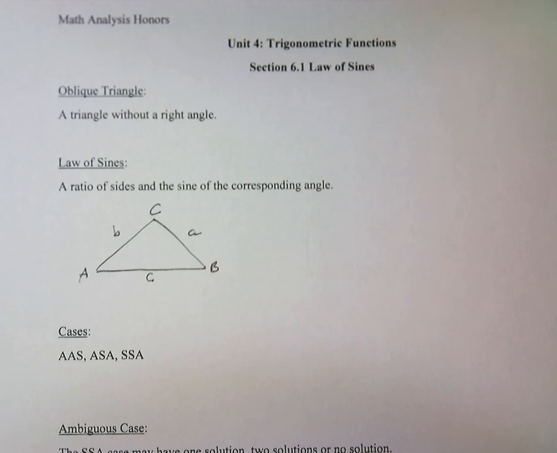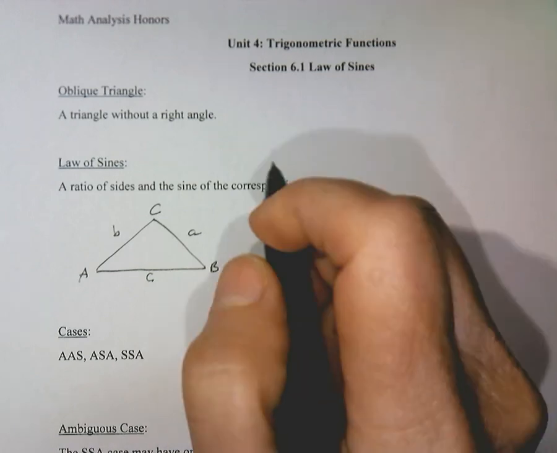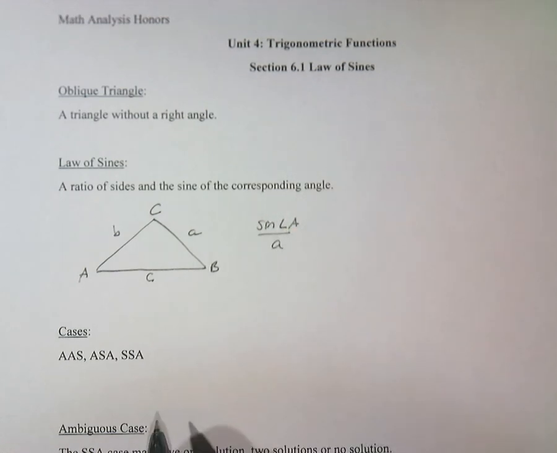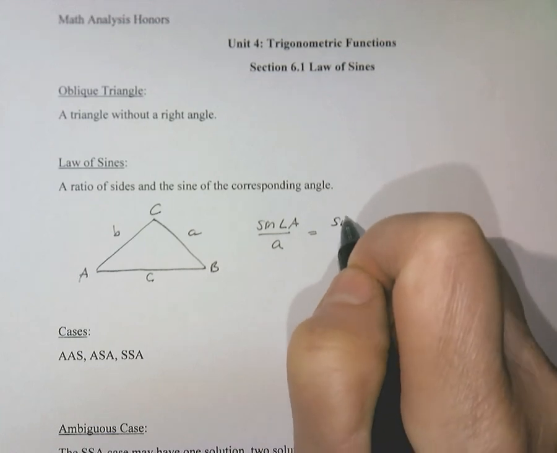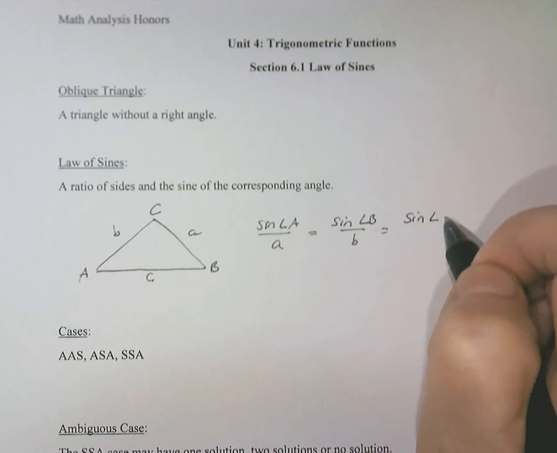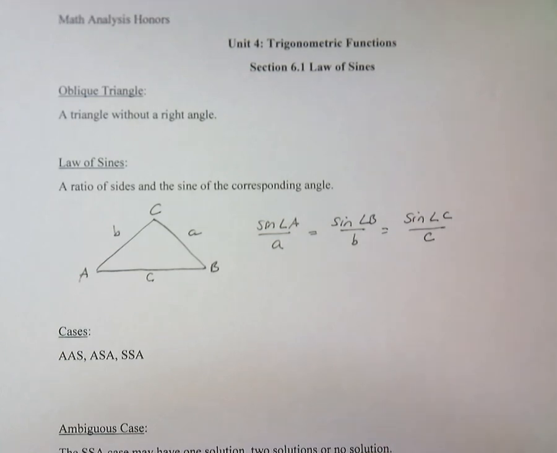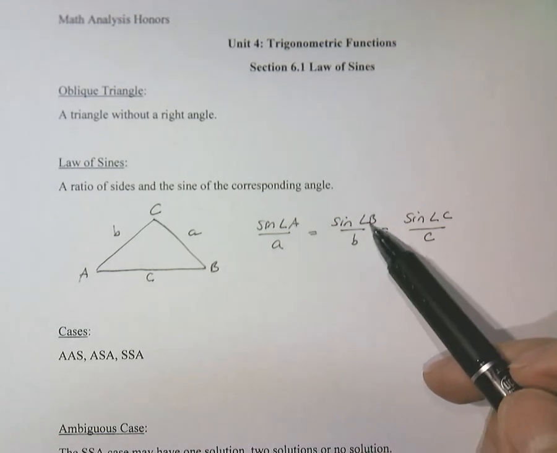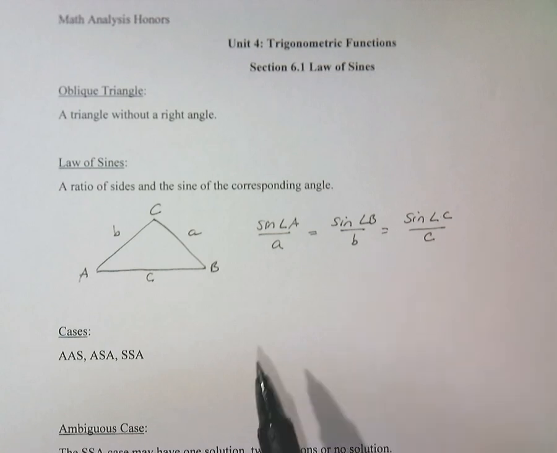So the ratio is going to be the sine of the angle to the side opposite that angle. I typically write it as sine angle A over side A is proportional to sine of angle B over side B, which is also proportional to sine angle C over side C. And you could write this in the flipped version. I could have A over sine of angle A equals B over sine of angle B equals C over sine of angle C. It doesn't matter. This is just what I tend to use.